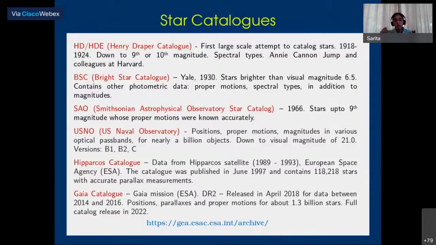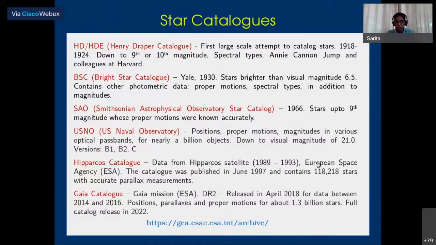It goes down to a very faint level, 21 magnitudes. There are different versions as and when they need them, because a large number of these stars are compiled, and over time, as they upgrade these catalogs, you have different versions, B1, B2, C, and so on. We talked about the Hipparcos catalog.